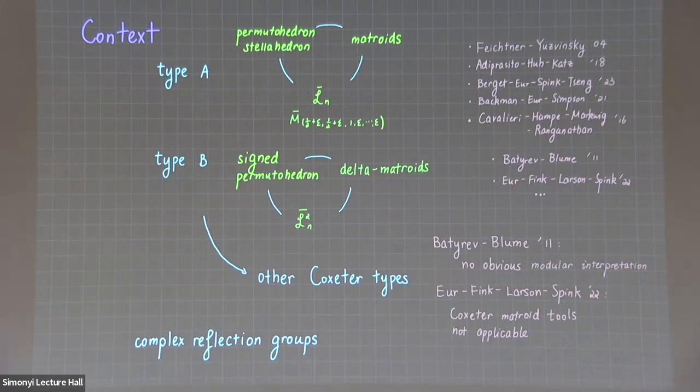And so you can ask the question, does this kind of phenomenon generalize to other Coxeter types in the world of complex reflection groups? In complex reflection groups, there's this huge family that's called Coxeter groups. And indeed, originally, Batyrev and Blume in their 2011 paper constructed toric varieties of all these types. But what happened is for types beyond A and B, they couldn't construct a modular interpretation of those toric varieties. By modular interpretation, I mean every point in the toric variety represents a curve that has some combinatorial meaning.